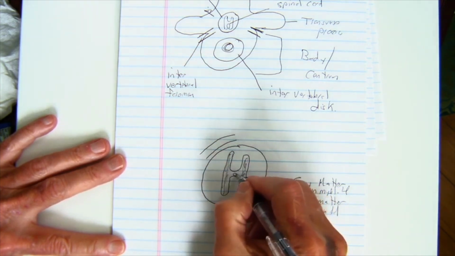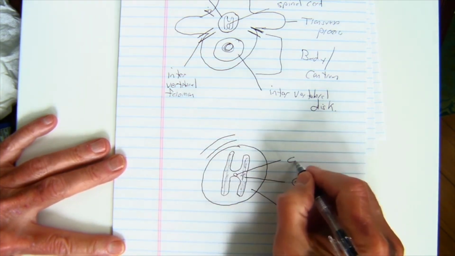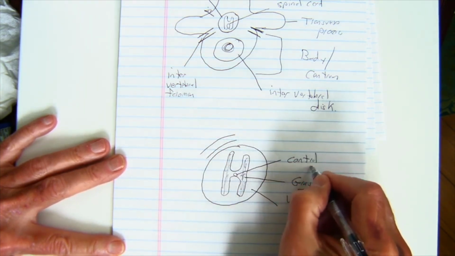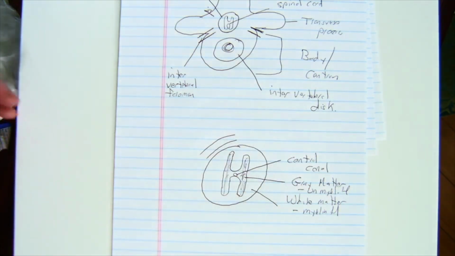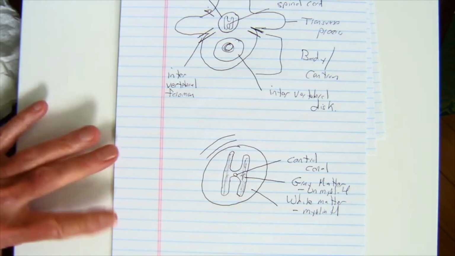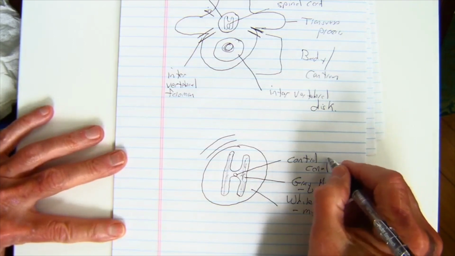And then sitting in the middle of that is something called the central canal. And you recall when I said that the subarachnoid space is going to have cerebral spinal fluid, well, that central canal is also going to contain CSF.